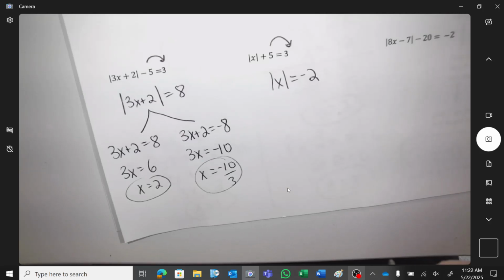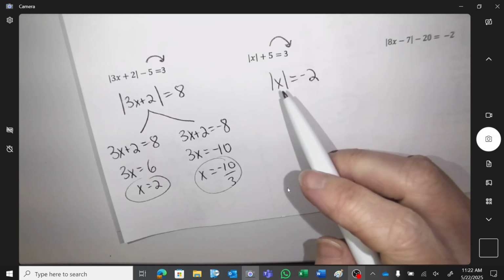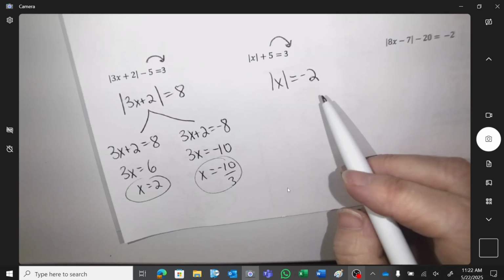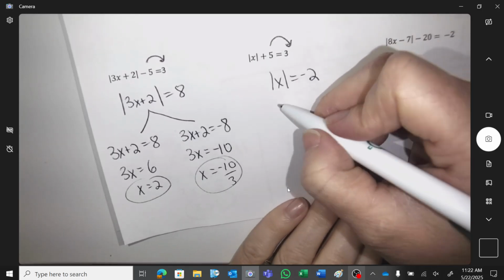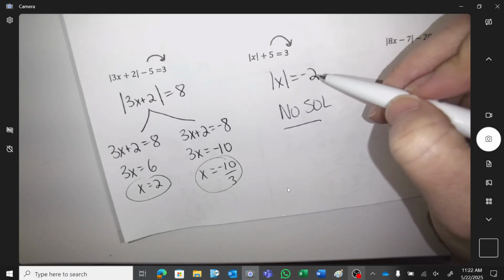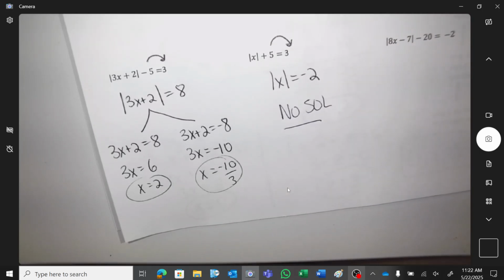Okay, so this one is special. What do we know? When we take the absolute value of something to get the magnitude, can we turn a magnitude into a negative value? No. Absolute value is a magnitude value. It can never have a distance of -2.